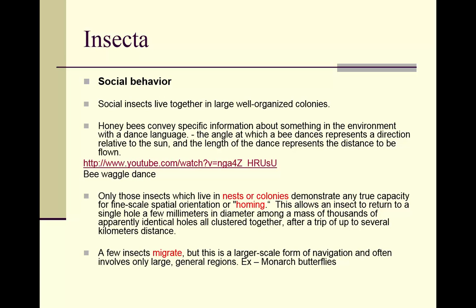Only those insects which live in nests or colonies have a true capacity for homing in on something, and that makes it so that the insect can go to a single hole that's just a few millimeters in diameter, which is surrounded by other holes the same size, and it can go to that same hole over and over, even after traveling several kilometers. And of course we have some insects like monarch butterflies that migrate, and they have a larger form of navigation that will help them get to general regions or continents.